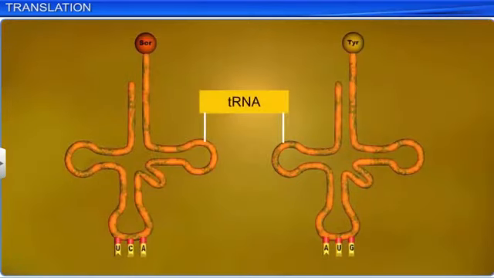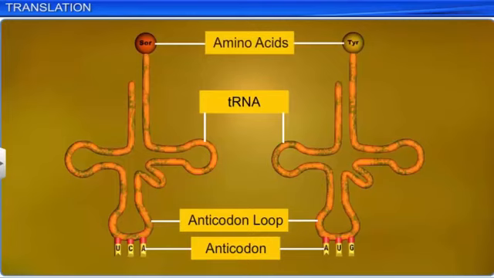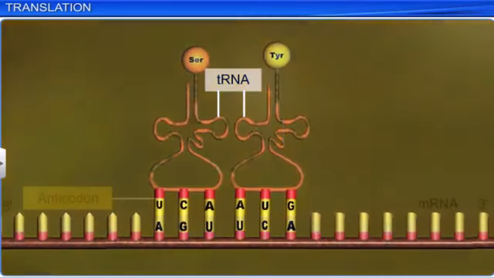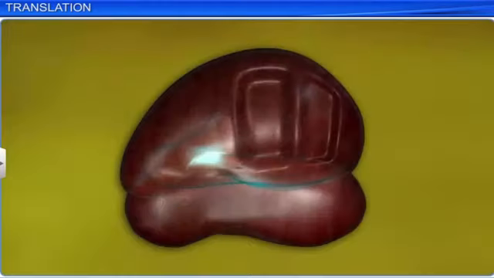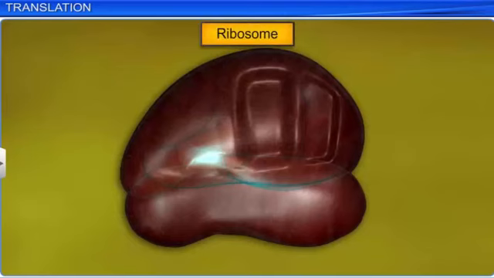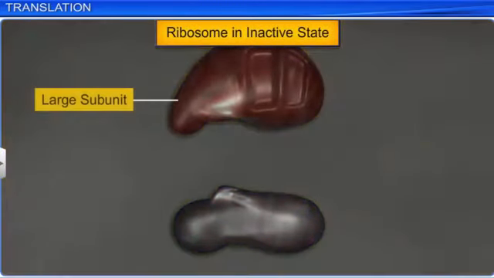The tRNA has an anticodon loop which determines the amino acid that will link to it. This anticodon of tRNA is complementary to the codon sequence on the mRNA and will only bind to that codon. Apart from tRNA, a ribosome is another component required for translation. It is made up of structural RNAs and about 80 different proteins. In the inactive state, a ribosome consists of two subunits, a large subunit and a small subunit.